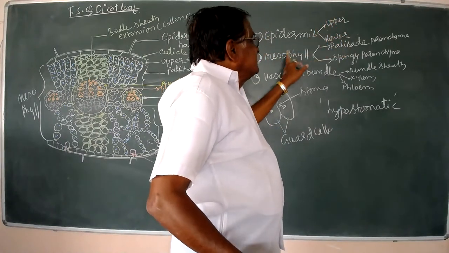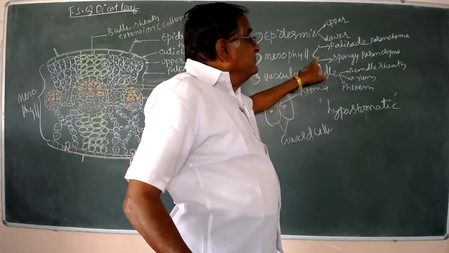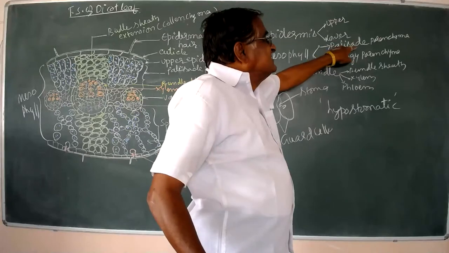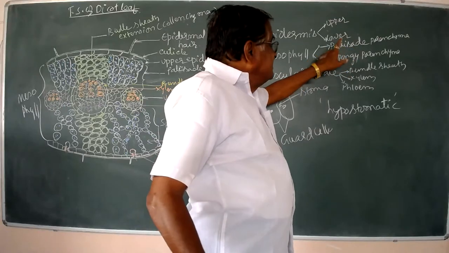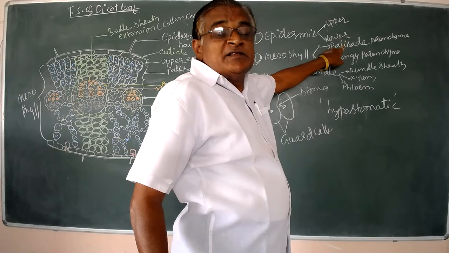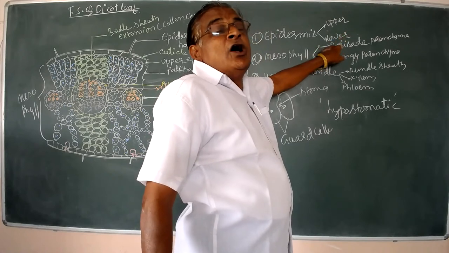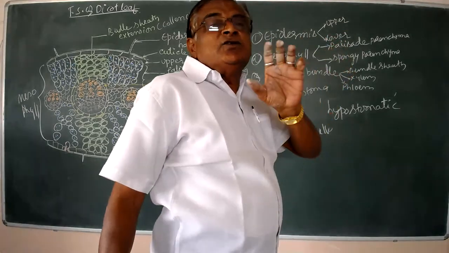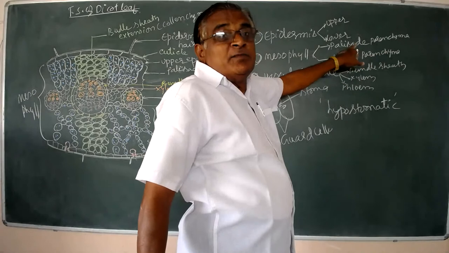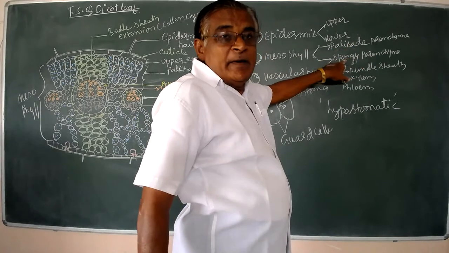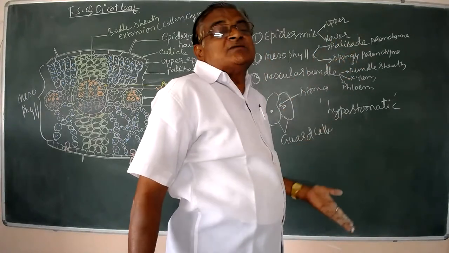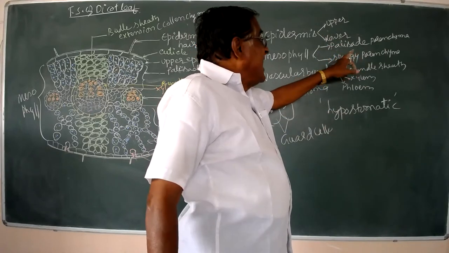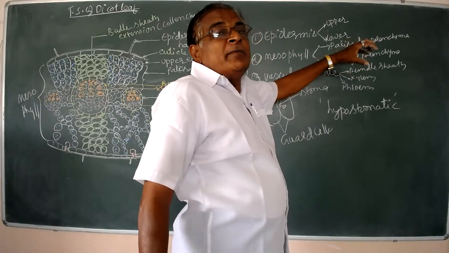The next one is the mesophyll. The mesophyll has two different types of tissues, called palisade parenchyma as well as spongy parenchyma. The palisade parenchyma is responsible for photosynthesis, because about 75% of the cells are columnar cells compactly arranged in 3 to 4 layers. Whereas the spongy parenchyma is restricted towards the lower epidermis, and the cells are loosely arranged. Usually they will be spherical or oval shaped, and loosely arranged from end to end.